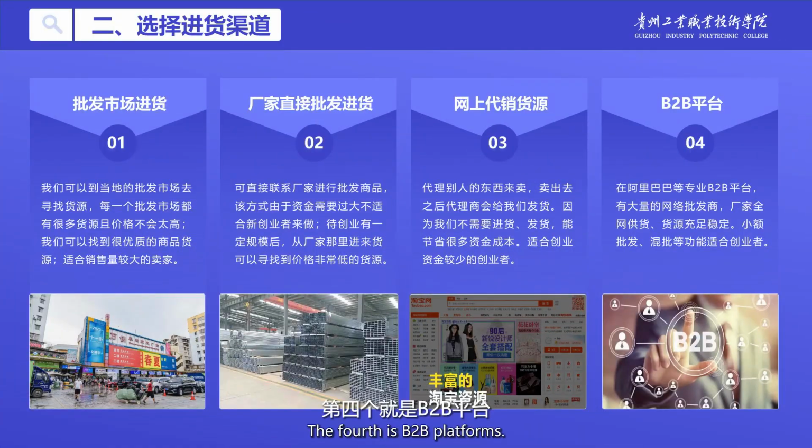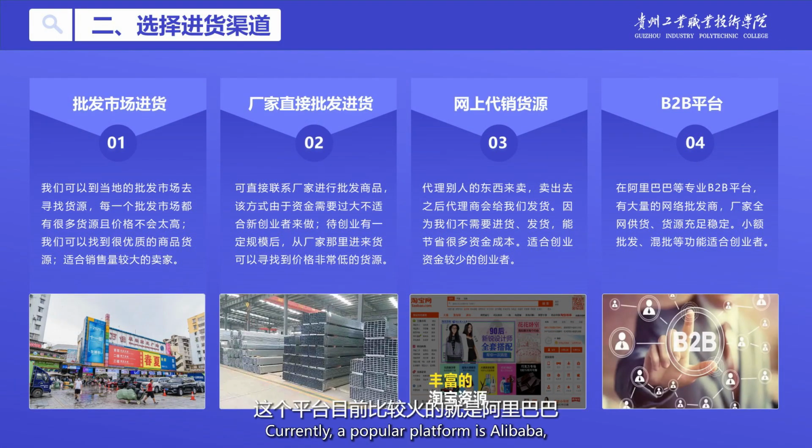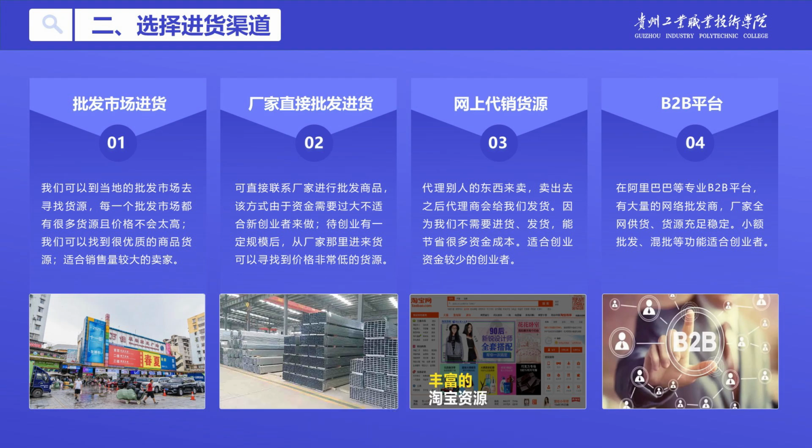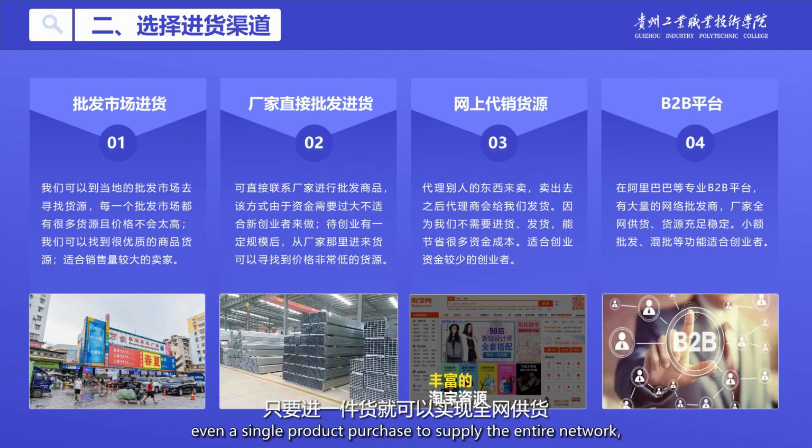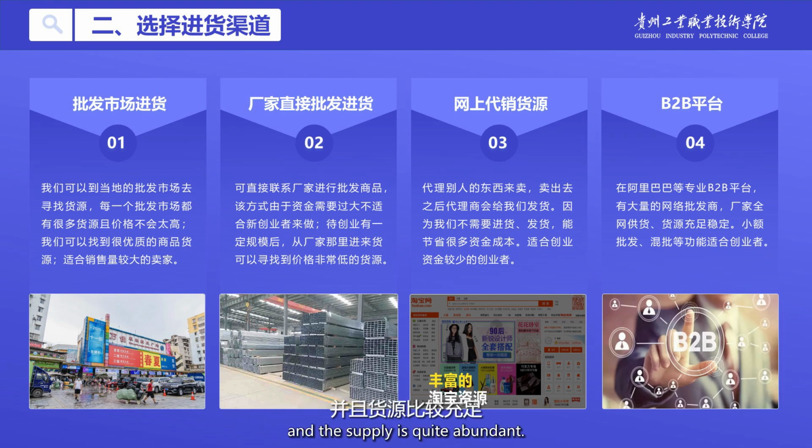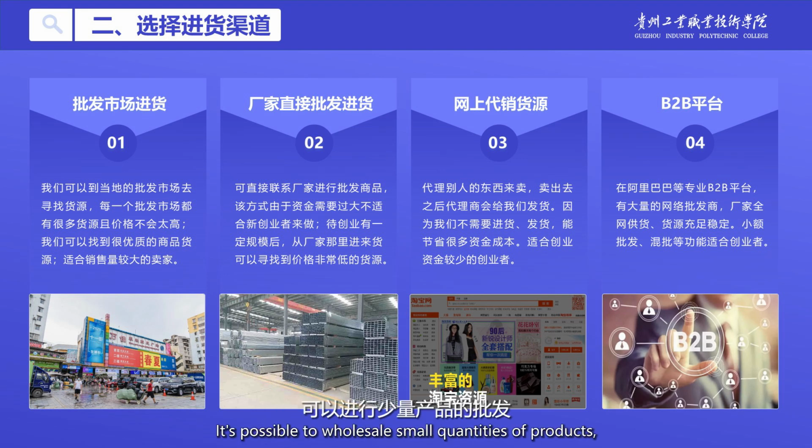The fourth is B2B platforms. Currently, a popular platform is Alibaba, which allows even a single product purchase to supply the entire network, and the supply is quite abundant. It's possible to wholesale small quantities of products, and also to make batch deliveries, etc. It's very suitable for entrepreneurs to use.